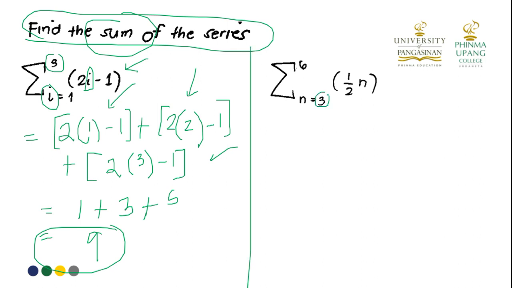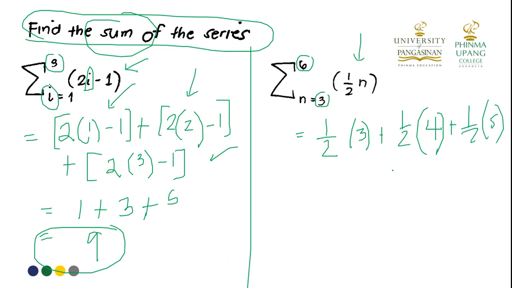Next, let's move on to the second one. The index starting point is 3 and the upper limit is 6 and the given formula is 1 half of n. Start tayo ng 1 half ng 3 plus 1 half ng 4 plus 1 half ng 5 plus 1 half ng 6. Can you give me the first term? 1.5. Can you give me a fraction? 3 over 2.